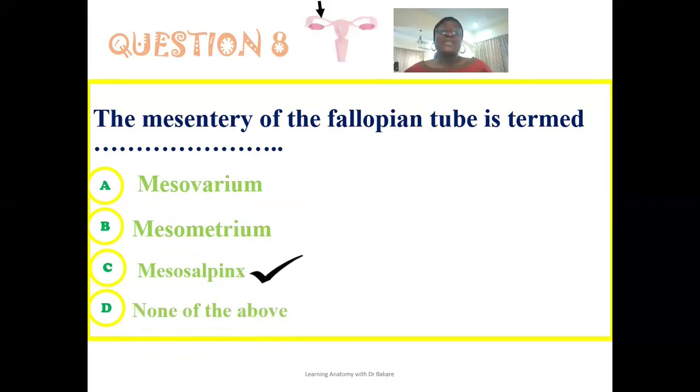The mesosalpinx is specifically referred to as the mesentery of the oviduct or the fallopian tube. So this is the correct option here. The mesovarium is the mesentery of the ovary, while the mesometrium is the mesentery of the uterus.